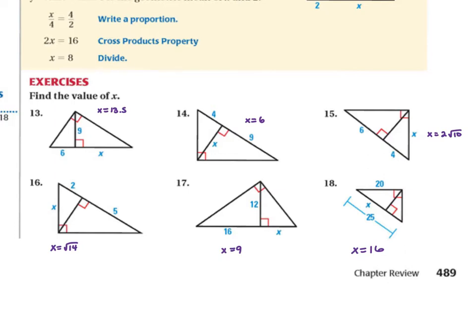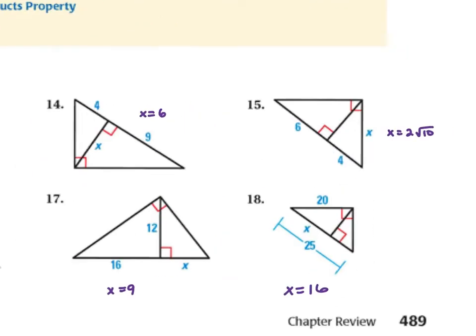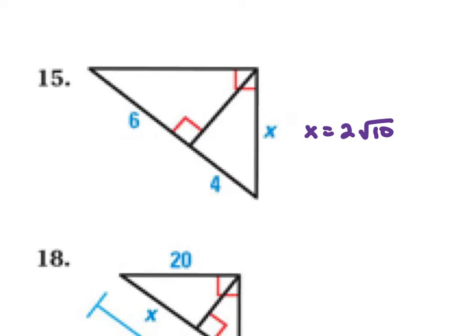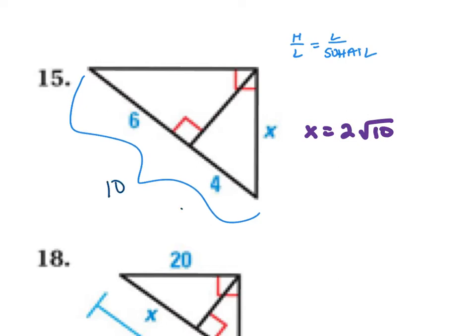Brian? Can you do 15 and 16? Sure. So 15, the x is on the leg of your triangle, which tells you that it's going to be the hypotenuse over the leg equals the leg over the segment of the hypotenuse adjacent to the leg. So the hypotenuse is of the big triangle, that whole side there, which is 10. It's going to go over the leg, which is what we're looking for, the x, equals the leg, which is x, over the segment of the hypotenuse adjacent to the leg, which is 4.